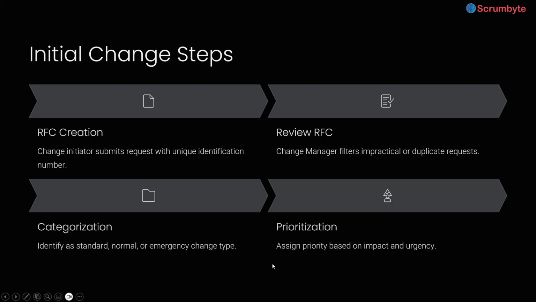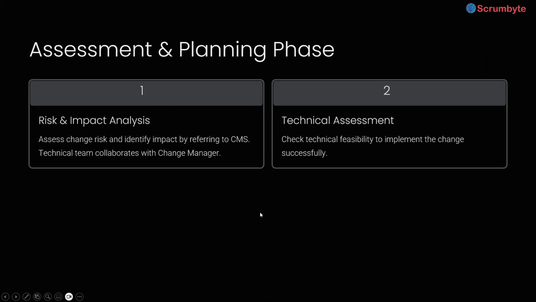So now that you have figured out the initial change steps, let's go to the next step, which is nothing but the assessment and planning phase. So here what do we do first? We take the process of risk and impact analysis. So what we'll do is we look at the RFC and say, okay, what is this actually impacting? Is it impacting the sales system? Is it impacting the purchase system? If it is impacting, what is the risk? What is it in terms of money? What is it in terms of something else? Doesn't matter. But that type of risk analysis has to be done.